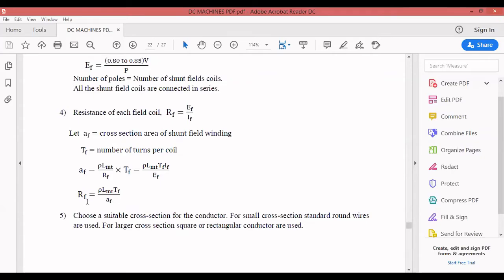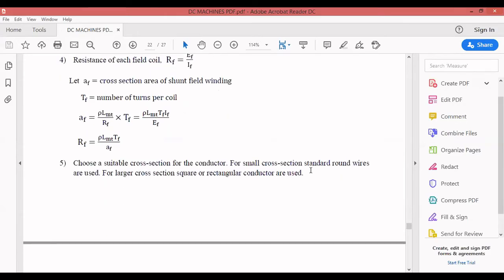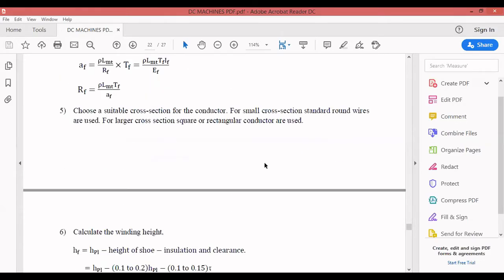What is RF now? RF is equal to rho LMT TF divided by AF. That's the formula for what? Resistance of each field coil. Okay.